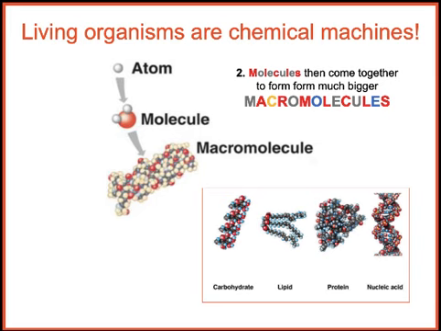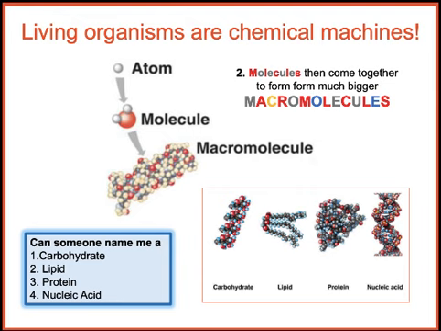Proteins are everywhere, and nucleic acids, right? Your genetic material is made out of these nucleic acids. Now, I asked you in class to name me a type of carbohydrate, a lipid, a protein, and nucleic acid. I gave you the example of starch for carbohydrates, triglycerides for lipids, different enzymes, lactase, amylase for protein, and DNA for nucleic acid.